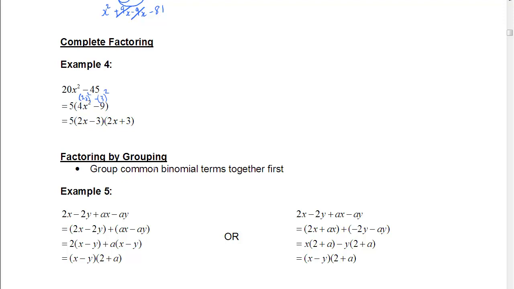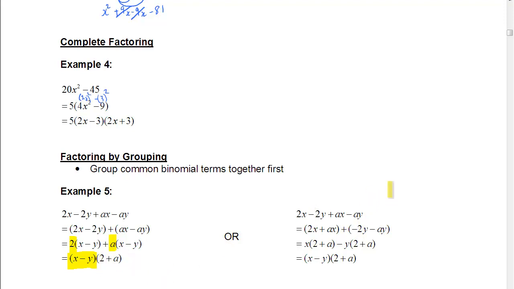Factor by grouping, that's where we're going to take these first 2 terms here. The 2x and the minus 2y have a 2 in common, so we can take out the 2. Ax minus ay have an a in common, so we can take out the a. But now if we look, both terms have an x minus y. So if we take the x minus y, we're left with 2 for the first part and a from the second part. So that's where the 2 plus a comes from.